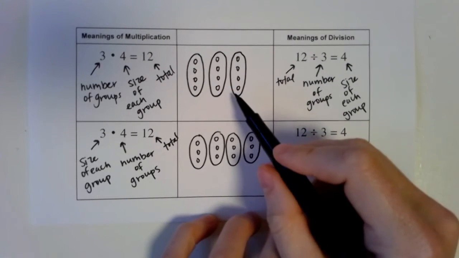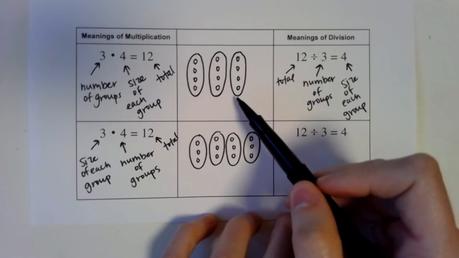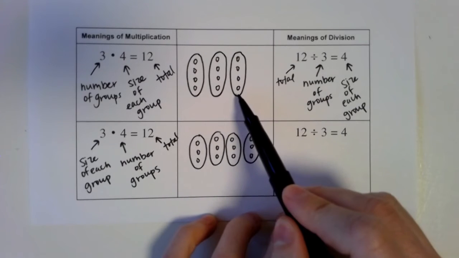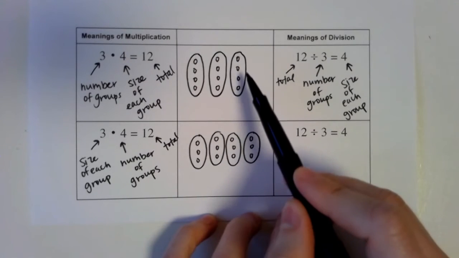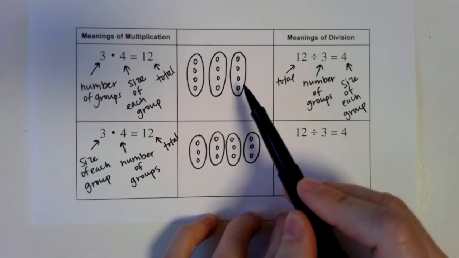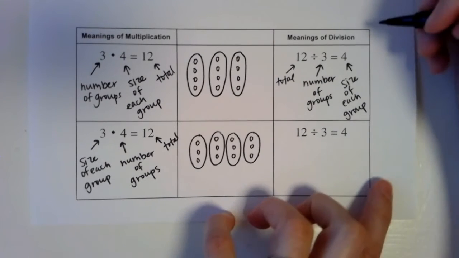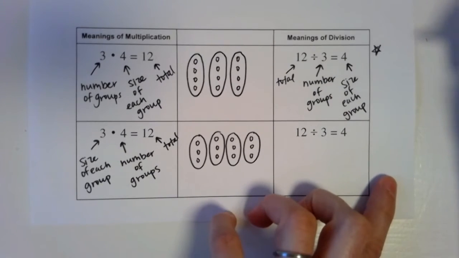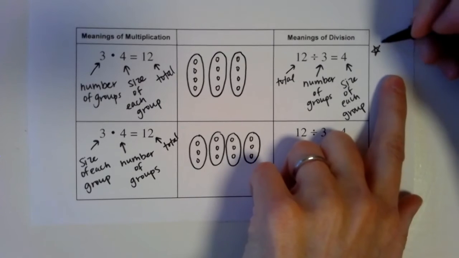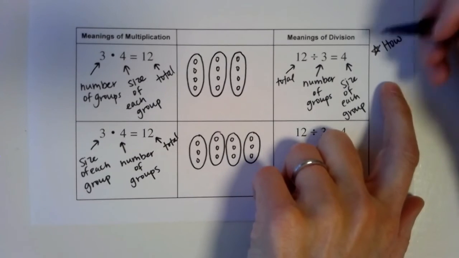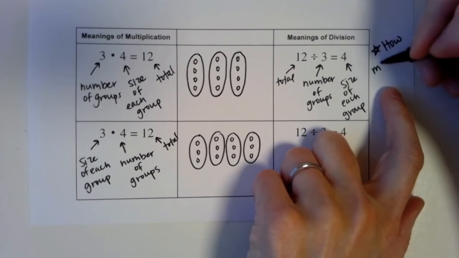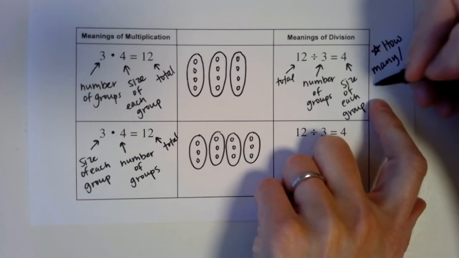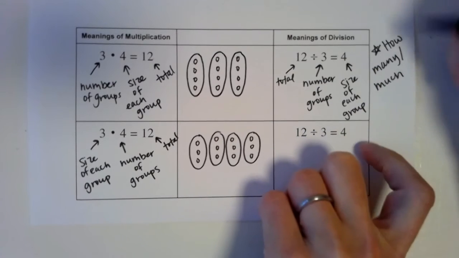And we can see that in this picture too. If we started with 12 and we split it into 3 groups, our answer would be how many things we have in each group. So when we're thinking about a division problem in this way, we're really answering the question, how many or how much are in each group?